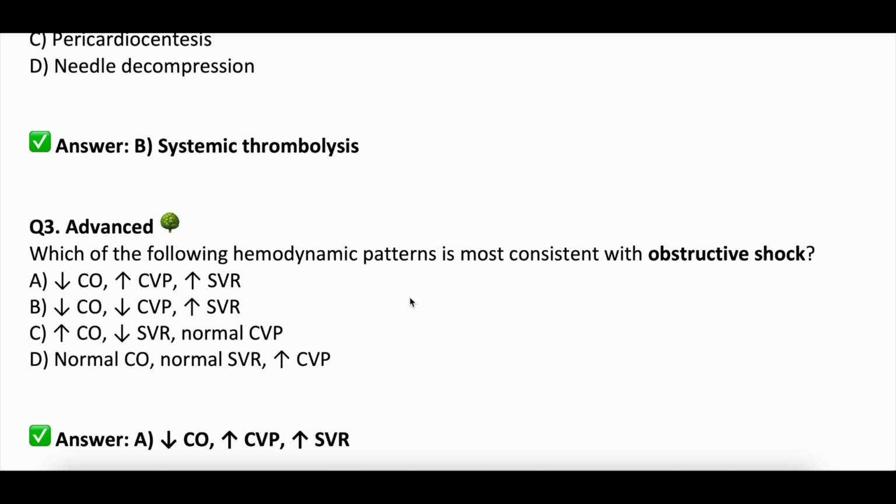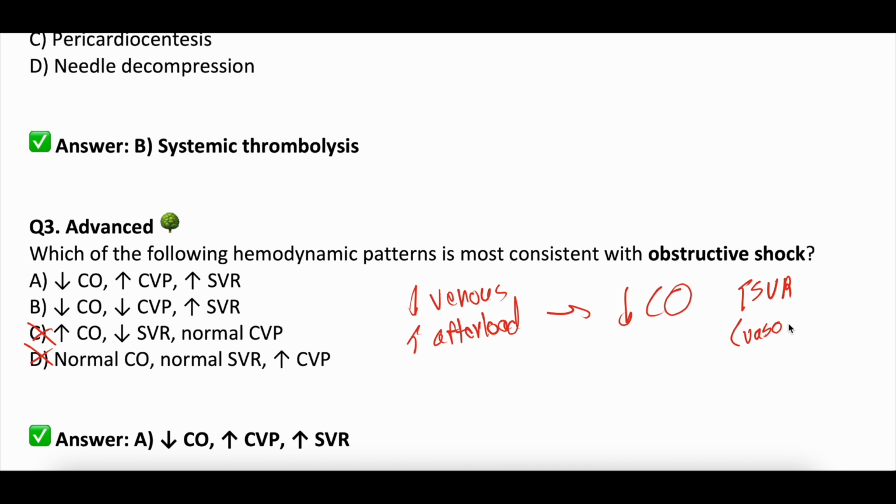Because in obstructive shock, you either have decreased venous filling of the heart or you have increased afterload, and that is going to lead to a decreased cardiac output, right, causing shock. So you automatically know that there needs to be a decreased cardiac output. Then the question is, what does CVP and SVR do? Well, as we said, your systemic vascular resistance increases because the blood vessels are trying to vasoconstrict to maintain perfusion. All right, so we know our SVR goes up.